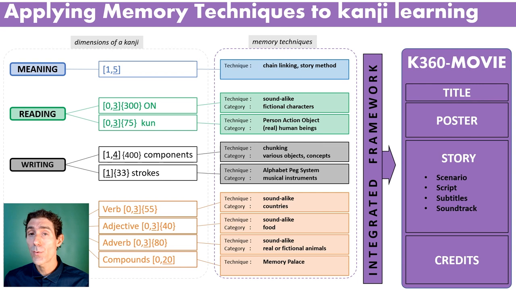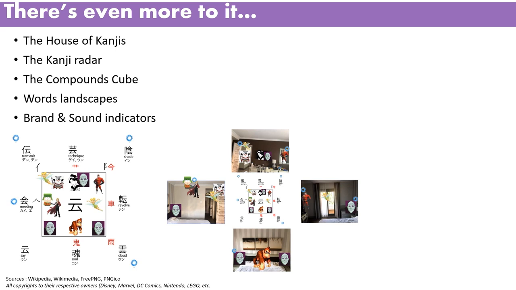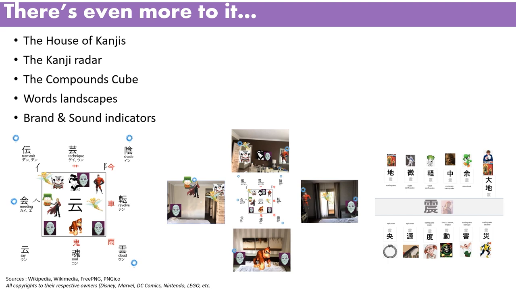The system is quite rich, and today, for sake of time, we will focus only on some of the dimensions and the story. But there's even more. Having an integrated system rather than just a few mnemonics opens many possibilities. So I'm just giving you a glimpse of what else the method entails, which we will not discuss. The house of kanji, the kanji radar, the compound cube, the words landscape, the brand and sound indicators. Okay, that's all for the theory.